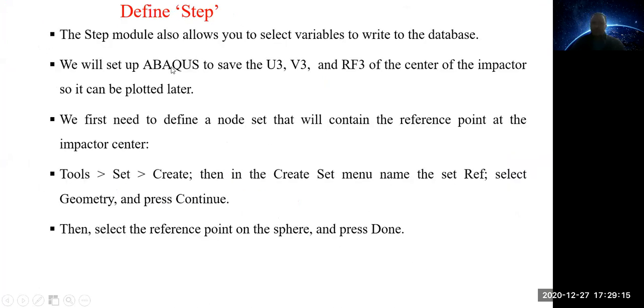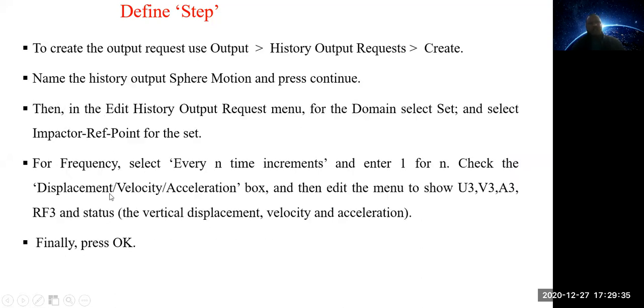And this step model allows us to select variables to write, which I already defined. We first need to define a node. That node is a reference node. I already created that node and called it ref. Okay, then select that ref. I did it. So to create the output request, the history output request, is through a reference point that I already checked.